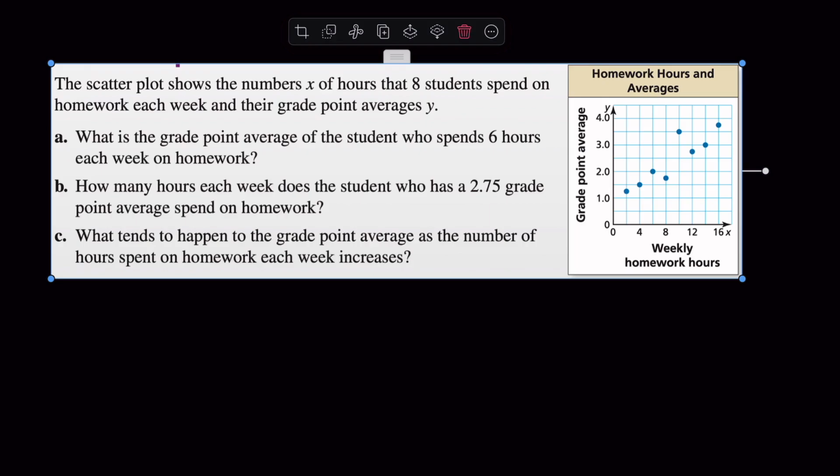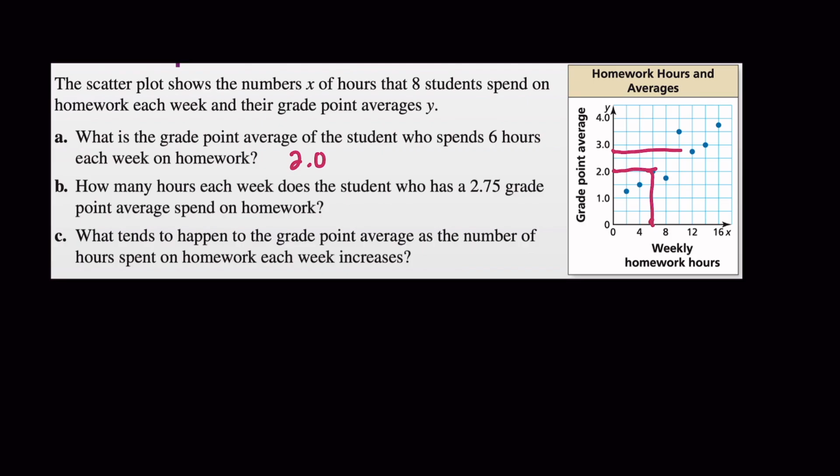All right, so your answers here. For the student who spends 6 hours a week on homework, the GPA, 6 hours is right about here. So 2.0. It goes over there. So 2.75 grade point average. And you know how long they spend on homework? 2.75 is right about here. So go over right there. And that would be 12.